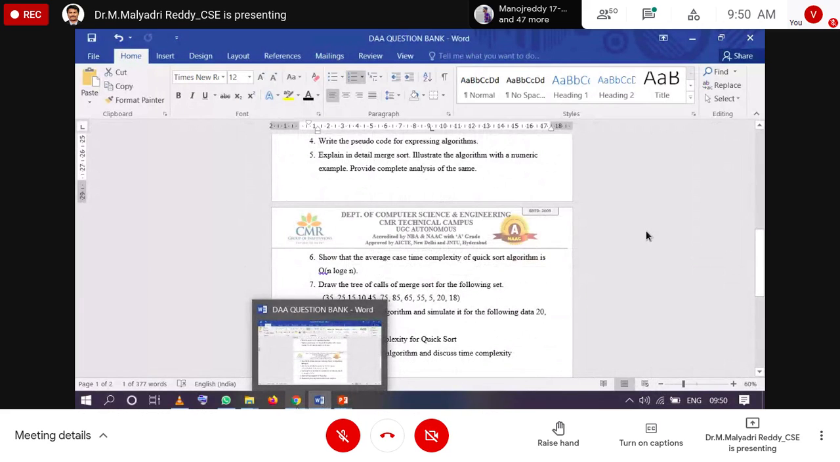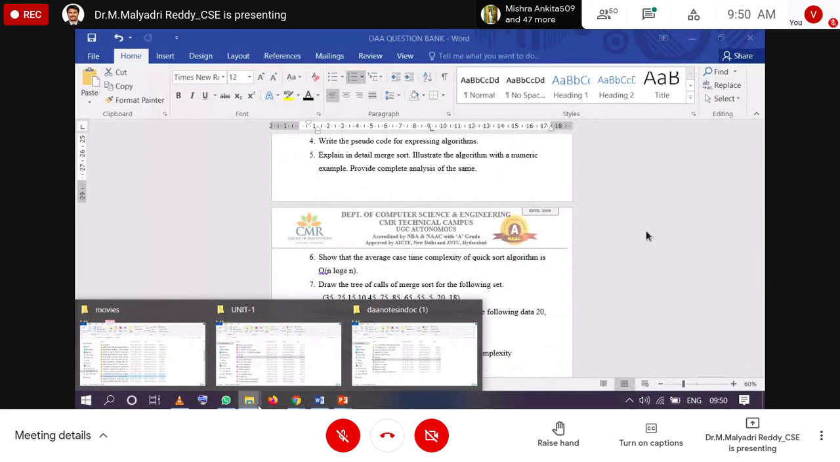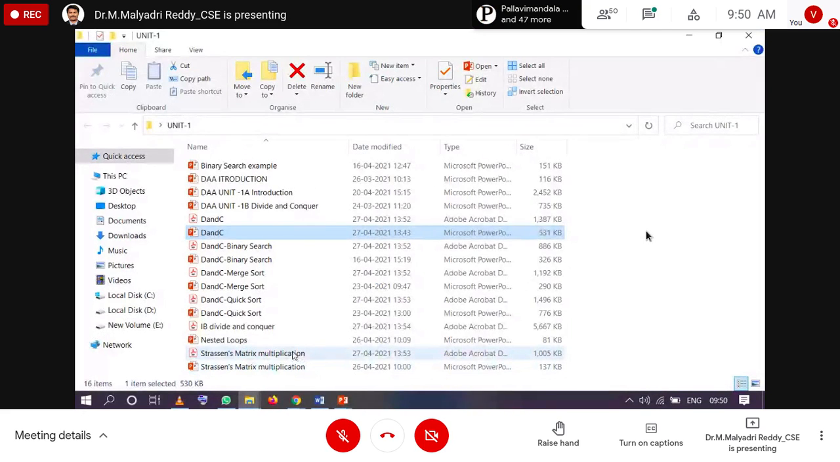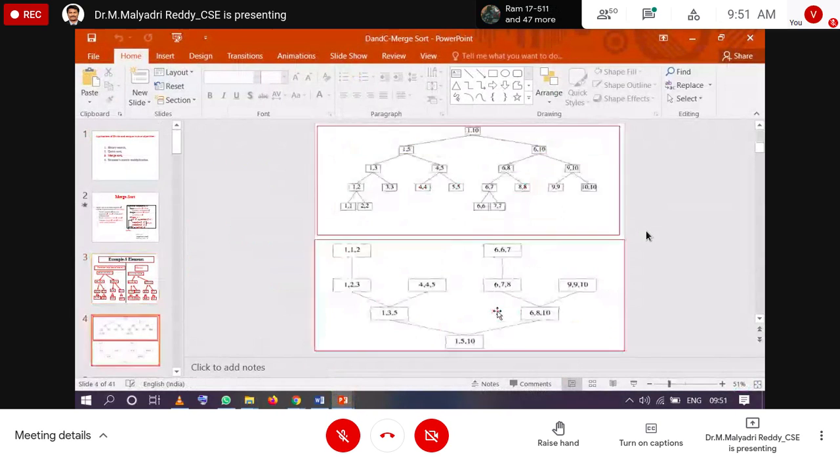In merge sort, I asked a number of times questions like this: tree formation or general format like this. So tree format means, this is the tree format.